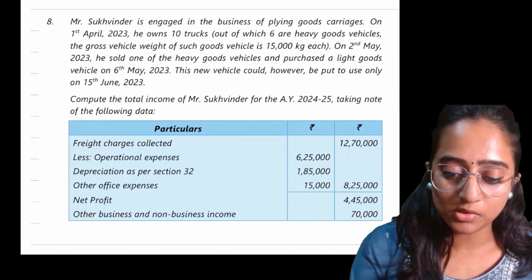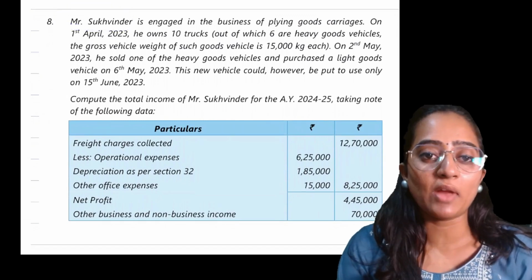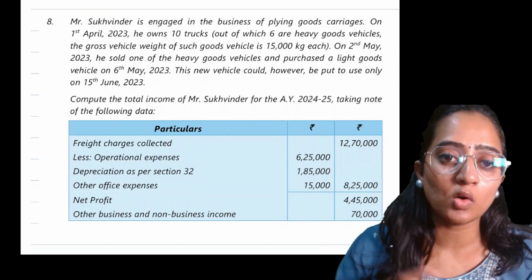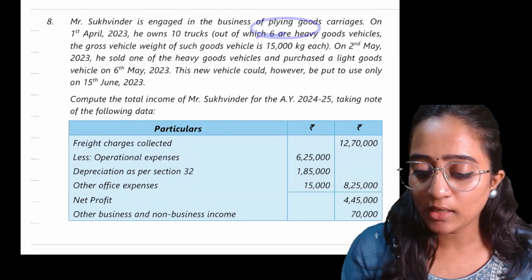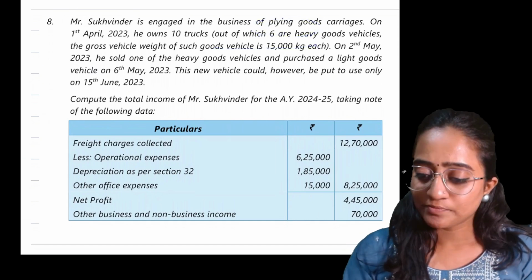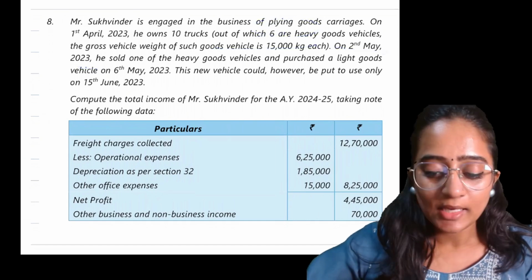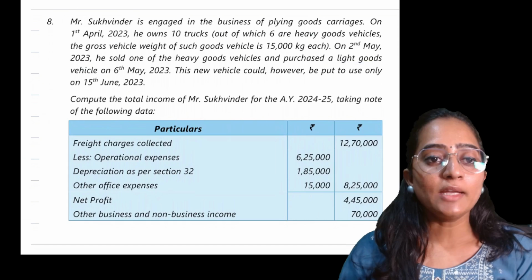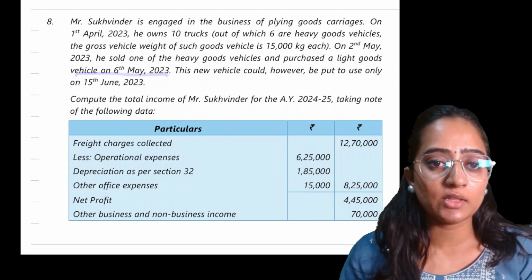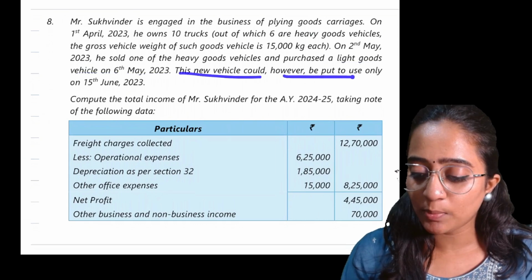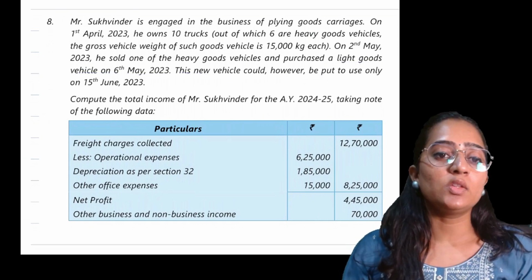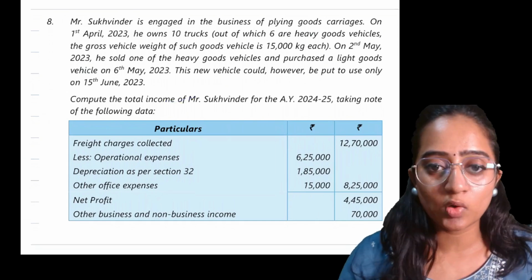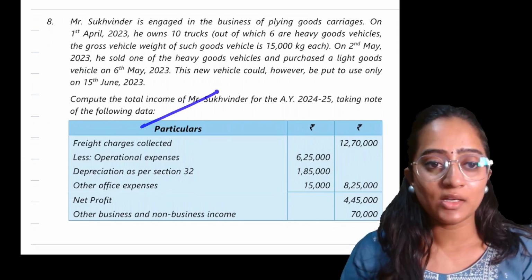So now, in this question, Mr. Sukhvinder is engaged in the business of plying goods carriage. On 1st April 2023, he owns 10 trucks, out of which 6 are heavy goods vehicles weighing 15,000 kg each. On 2nd May 2023, he sold one of the heavy goods vehicles and purchased a light goods vehicle on 6th May 2023. This new vehicle could, however, be put to use only on 15th June 2023. Compute the total income of Mr. Sukhvinder for AY 24-25, taking note of the following data.